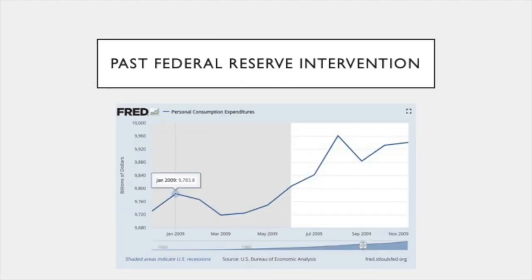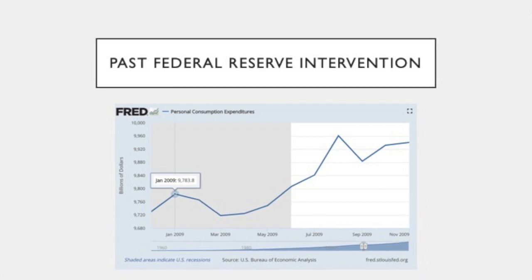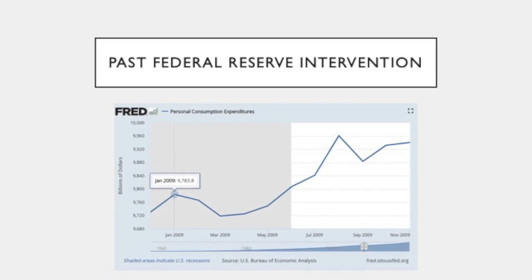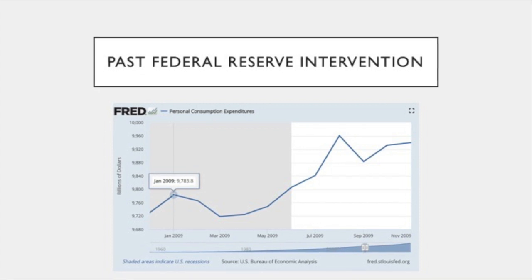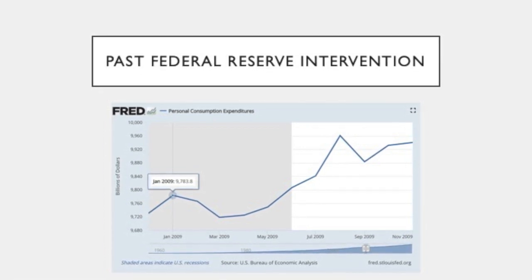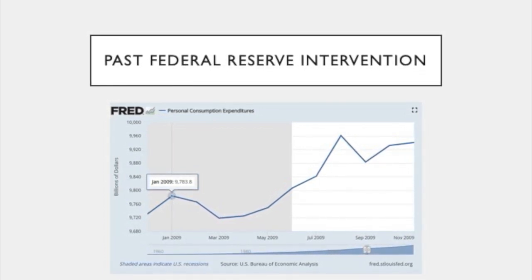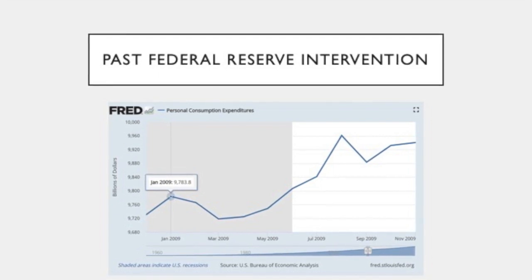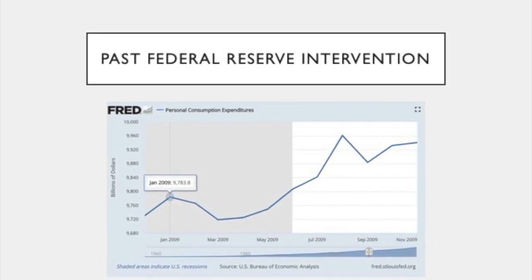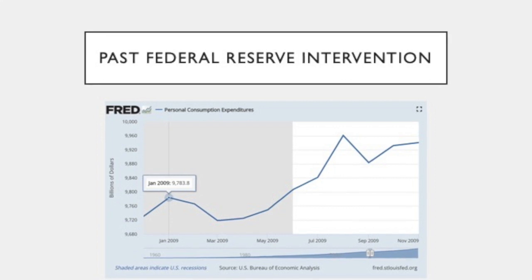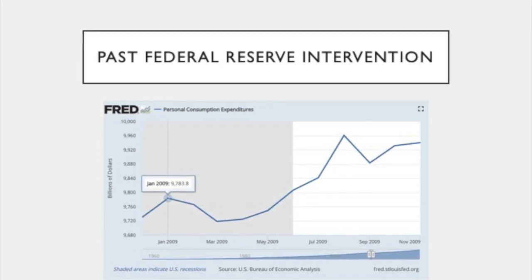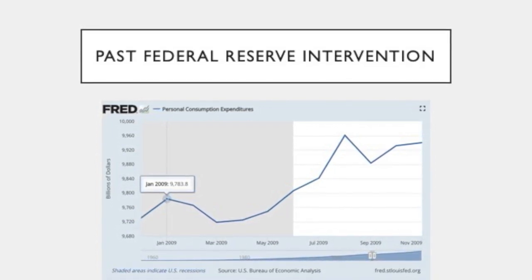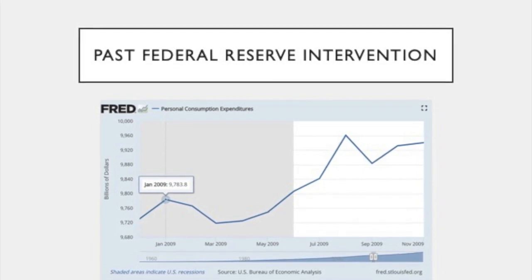So then I decided to look at the personal consumption expenditure after the Fed decided to cut rates. As you can see here, the graph starts in December when they cut rates to zero. Personal expenditure was around $9.72 trillion. And after they cut the interest rates, personal expenditure in January went all the way up to $9.78 trillion.